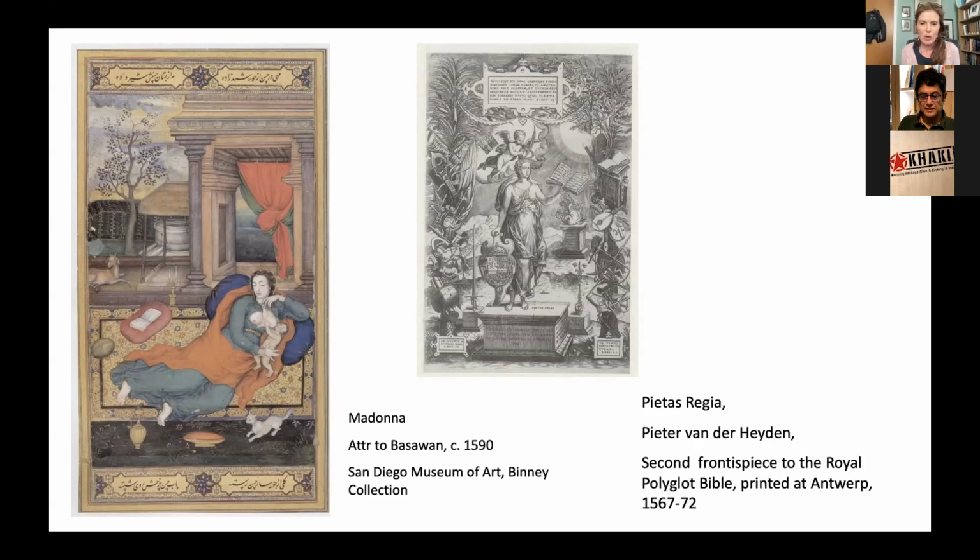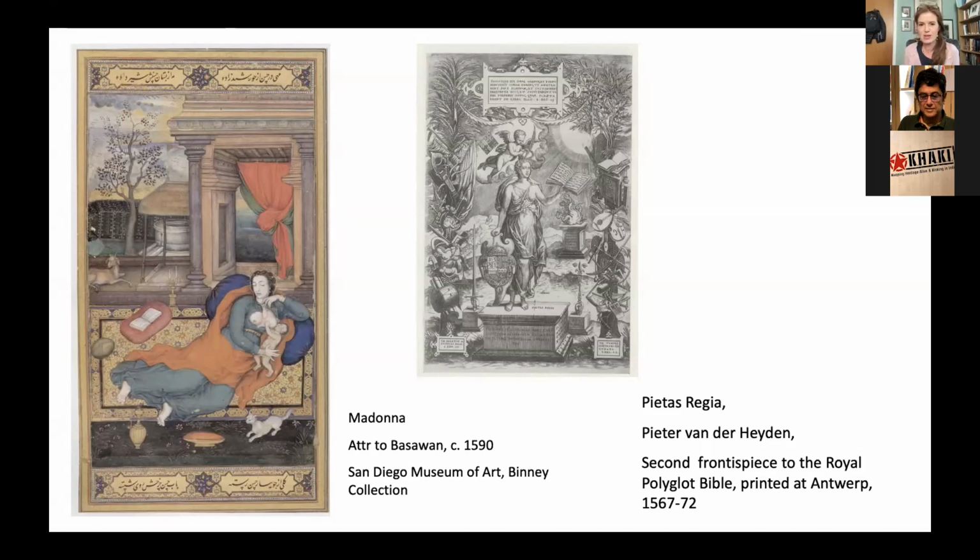The engraving on the right-hand side, Pietas Regia, is frequently cited in Mughal literature. It was one of the frontispieces to a royal polyglot Bible that Jesuits had brought to the Emperor Akbar in 1580. And this engraving reverberates down through Mughal art over the next 2 or 3 generations, really.